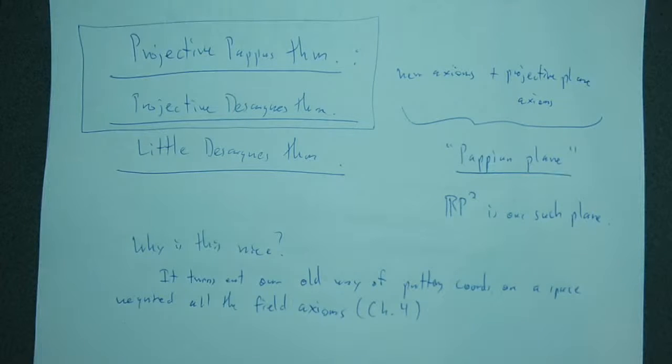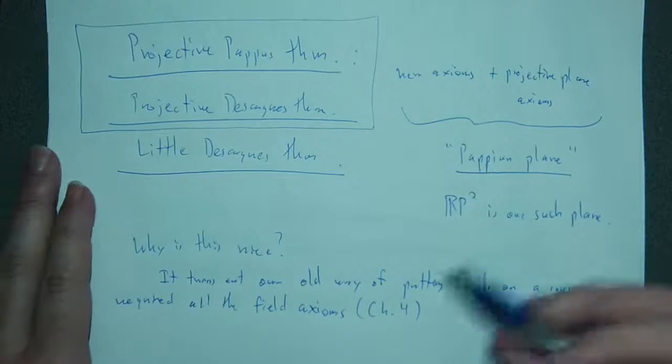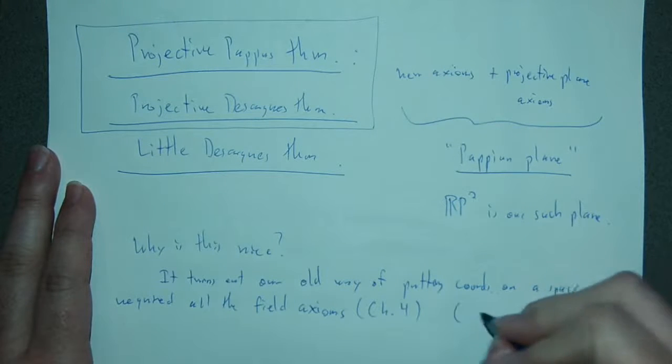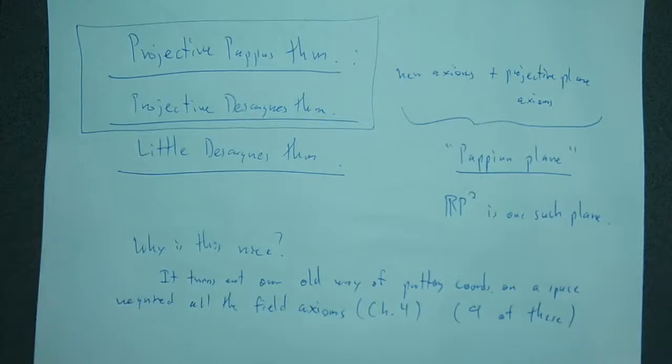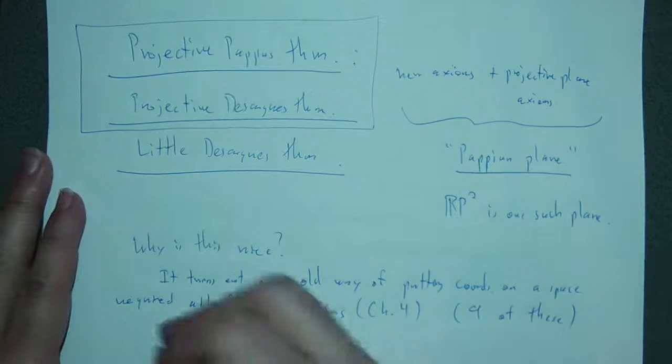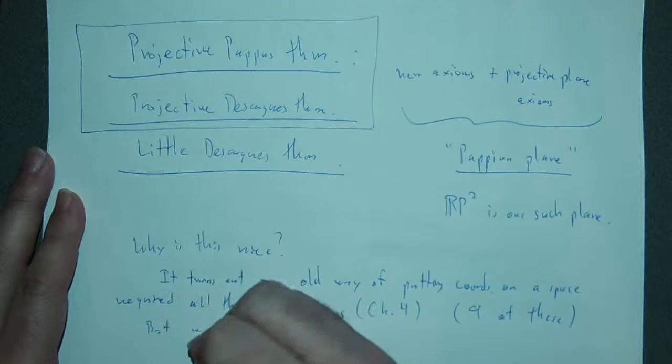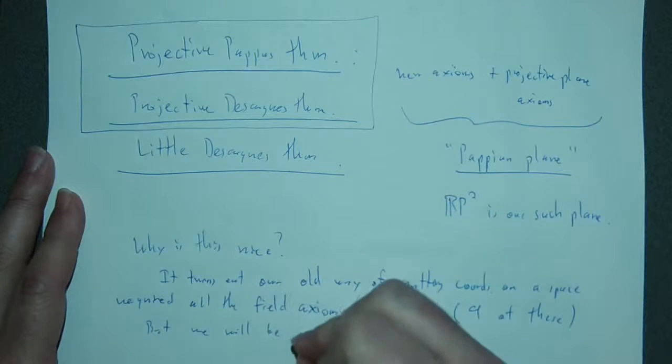Yeah, so it turns out that this required all the field axioms from chapter 4. So there's 9 of these, depending on how you group them. I guess there used to be 10. I guess you could group 2 of them. That's right. So there's 9 of these, but we will be able to do this.